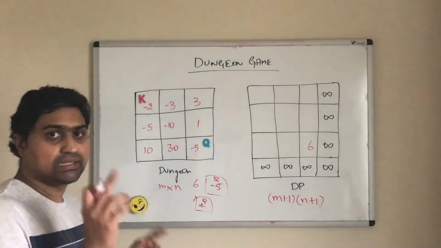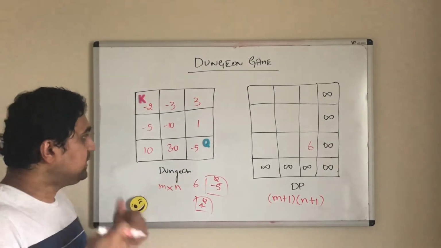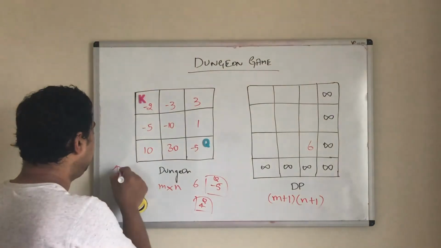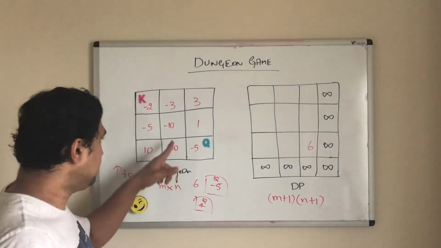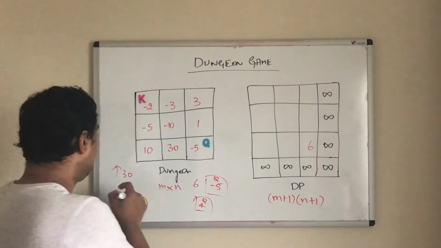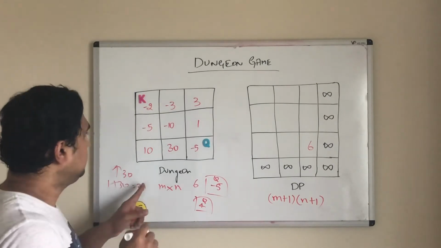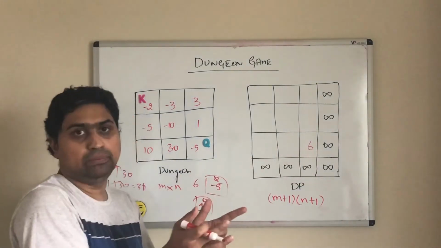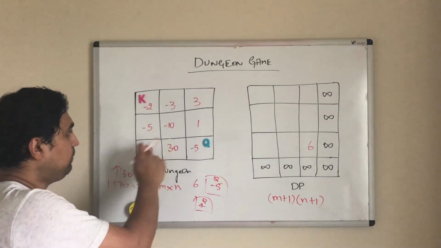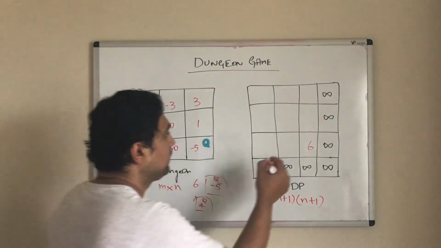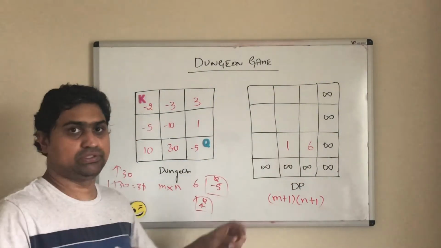Now if the knight is somehow able to enter this cell, then his health will be increased by 30, right? It will be increased by 30. So the minimum health the knight requires to enter this cell is just 1. So 1 plus 30 is 31, and this value is much greater than the required minimum health of 6. So the minimum health the knight requires in order to enter this cell from top or left is just 1. If you did not understand this, you will be able to understand as we proceed.